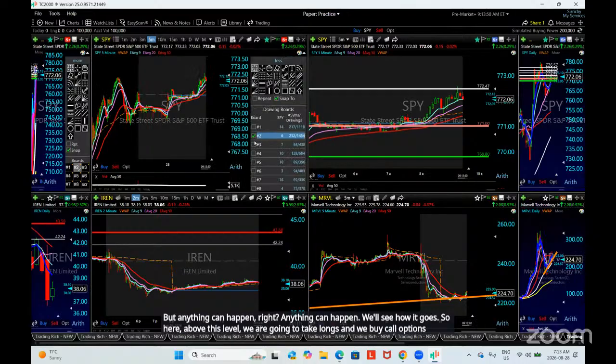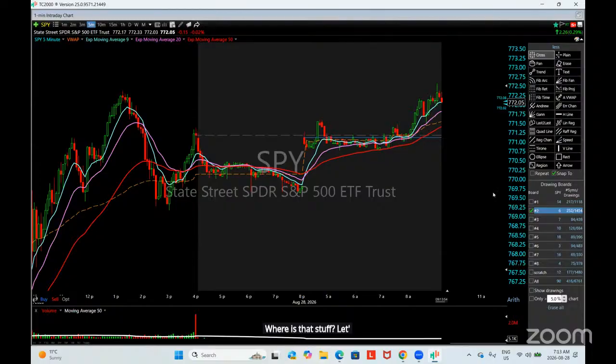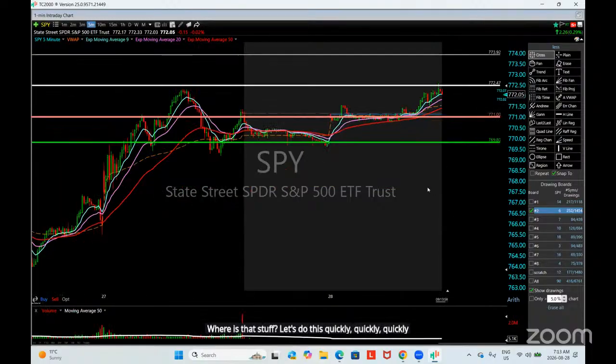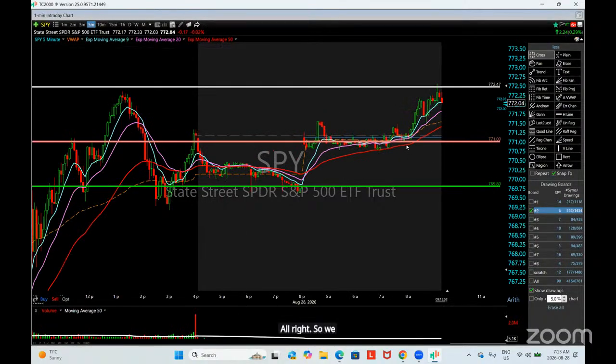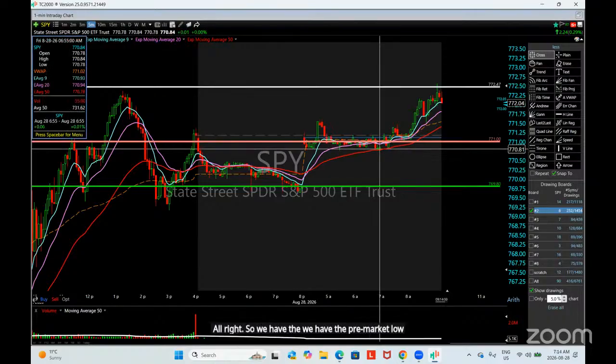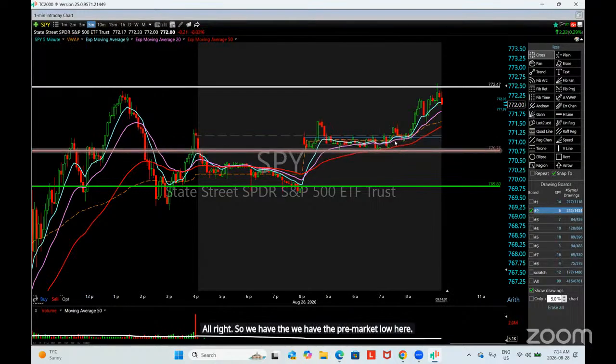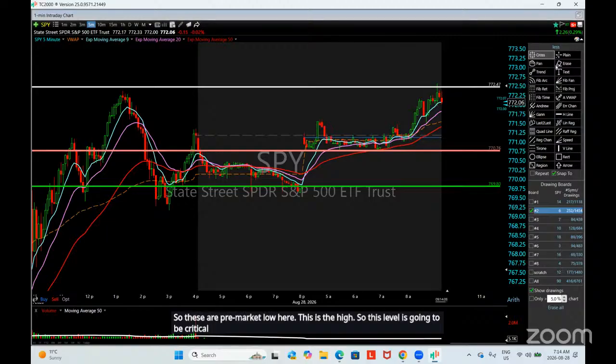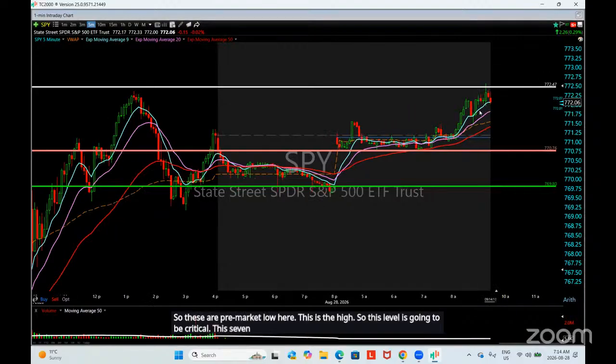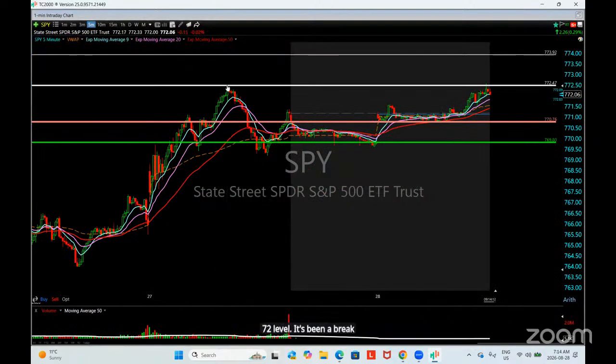Let's look at this. Where is the stuff? Let's do this quickly here. All right. So we have the pre-market low here. Oh, it's just moved a bit. This one. So this is our pre-market low here. This is the high. So this level is going to be critical. This 772 level. It's been a break call. You see that yesterday it came here, and that's why it sold off, right?